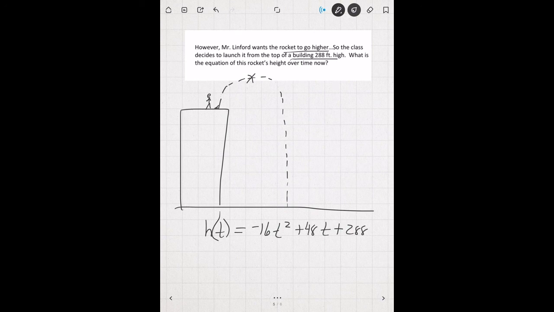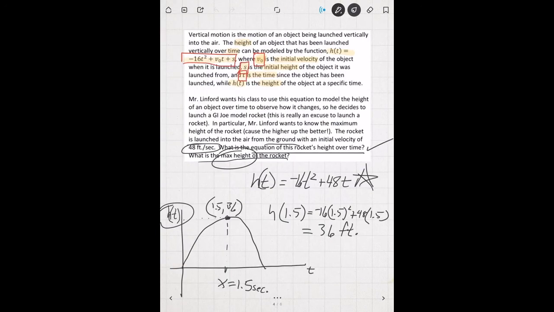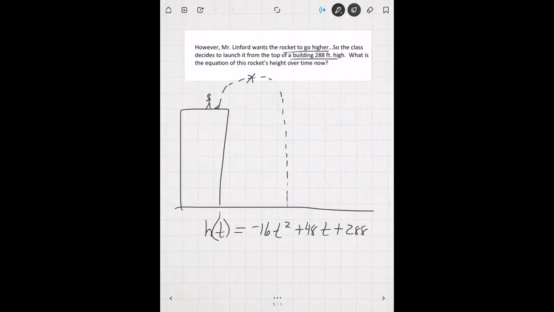You might be saying to yourself, well, how does that affect our problem? Let's remind ourselves, in the previous situation, when I launched the rocket from the ground, the maximum height was 36 feet. Now when I launch the rocket from the top of the building, it's going to go up 36 feet. So would you say that the rocket's height, this whole distance right here, is 36 feet? No. You're going to say it's 36 feet plus 288.